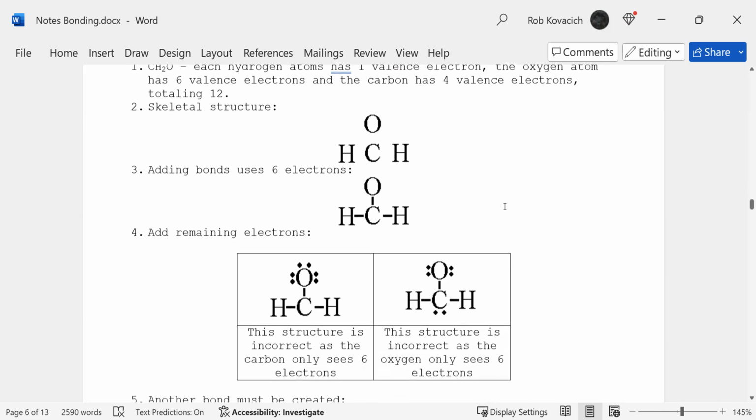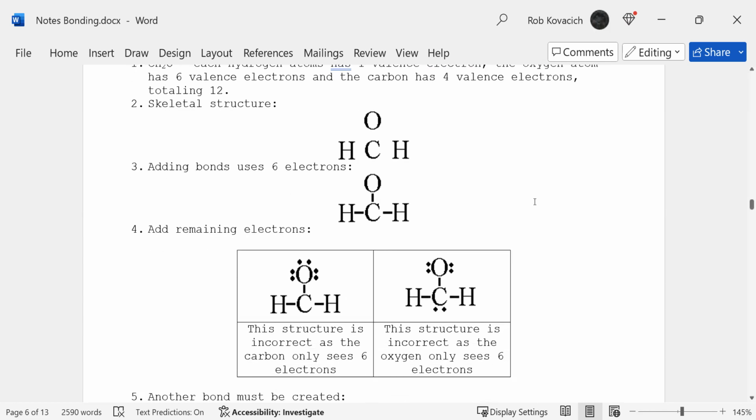So what I'm going to do is connect everybody up with 1 line. And when I do that, that takes care of 6 of my 12 electrons. Why 6? Well, each one of those bonds, remember, is 2 electrons. So 2, 4, 6. And the hydrogens are happy because they're seeing 2. The carbon's not happy. It's only seeing 6 of 8. And the oxygen's definitely not happy. It's only seeing 2 of 8.